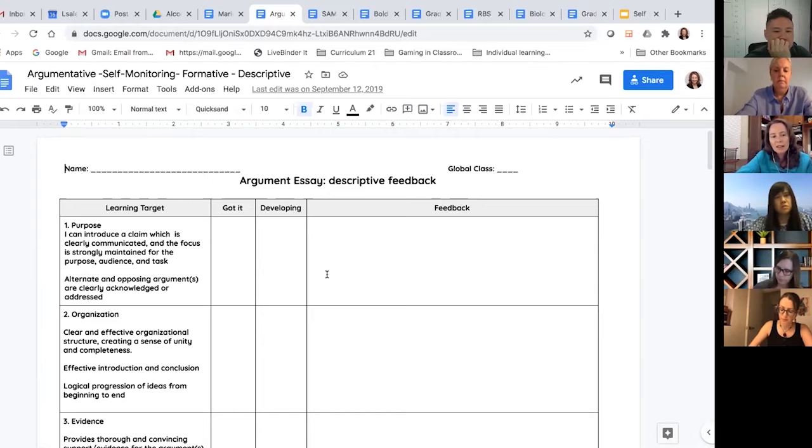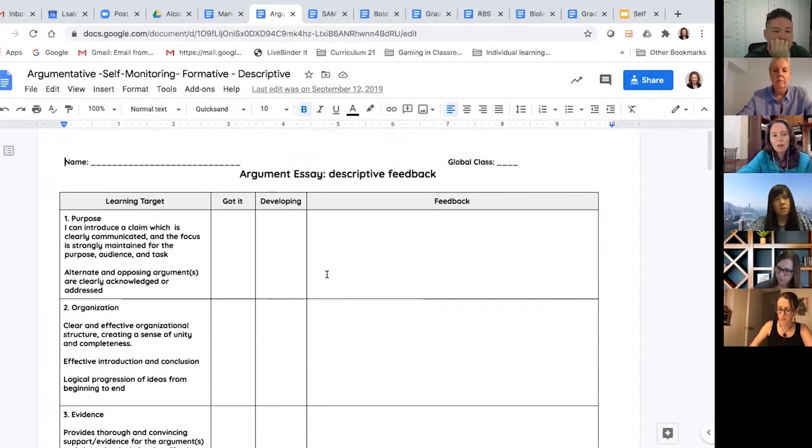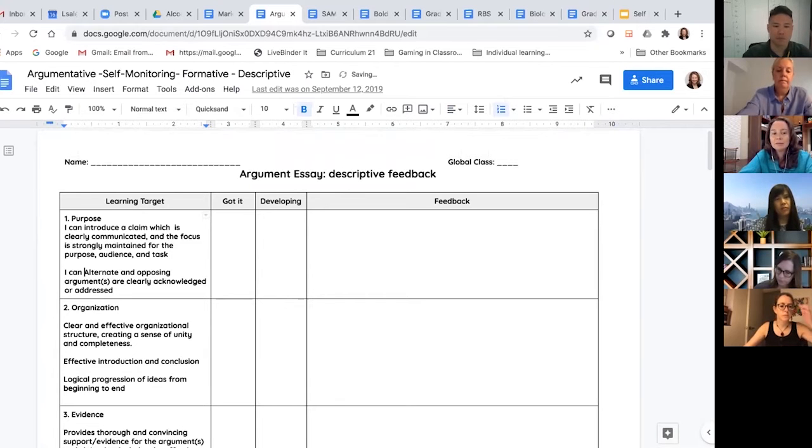If you look at the left, what you're looking at are the learning targets, and they really should begin with either an I can or an I will, and you can say will have, right? Sorry, we can type it. Clear and effective organizational structure.